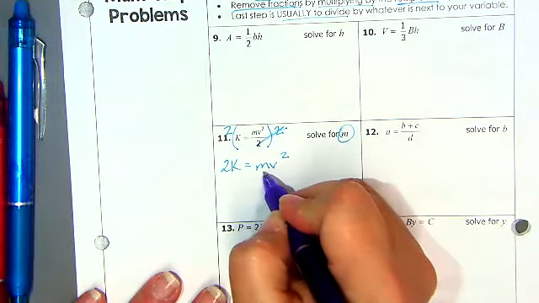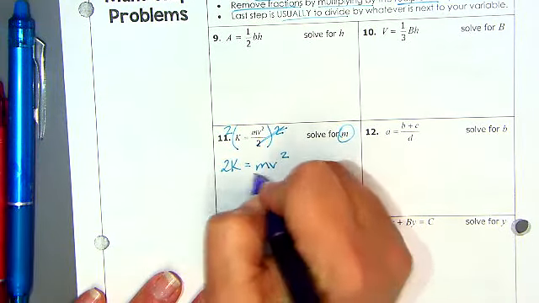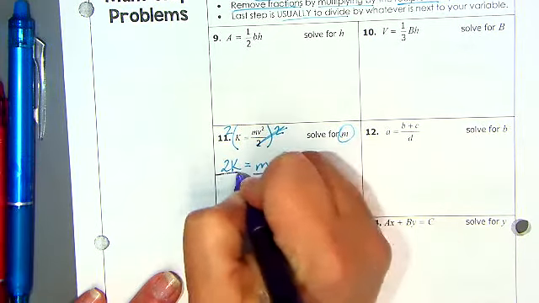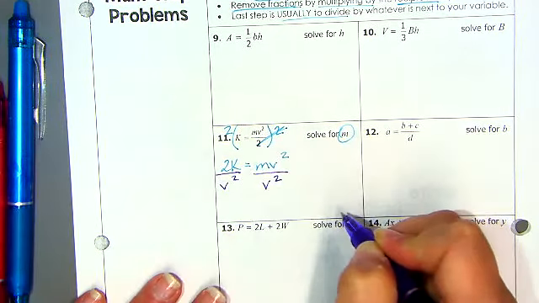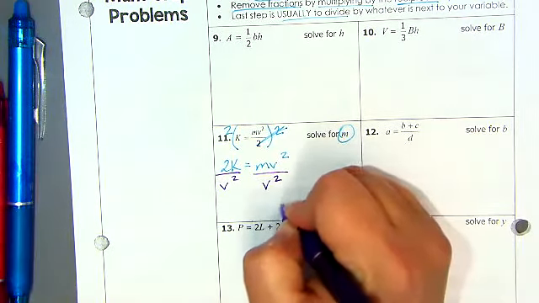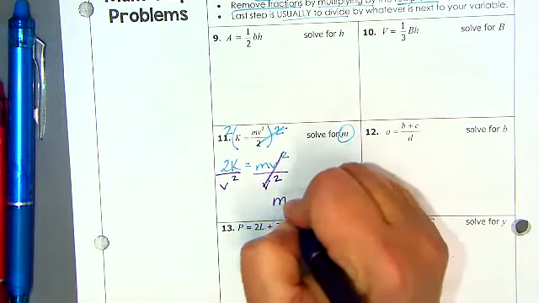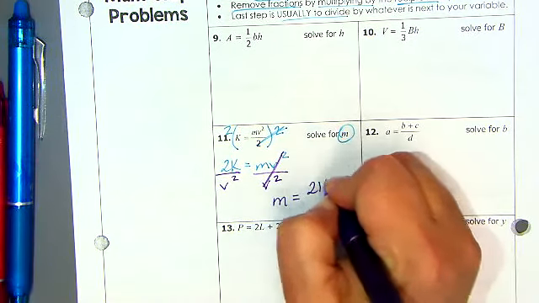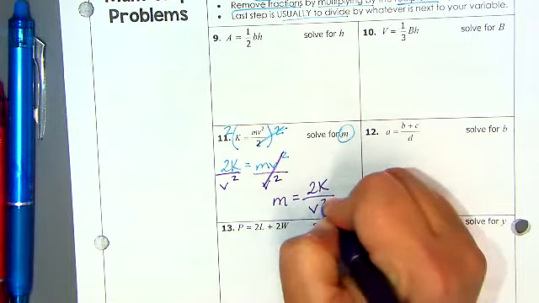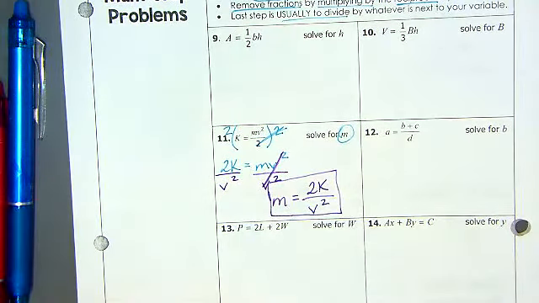So what is connected to the m? The v squared, by multiplication. So I'm going to divide by v squared on both sides. When I do that, this cancels, and I'm left with m equals 2k over v squared. This is my final answer.